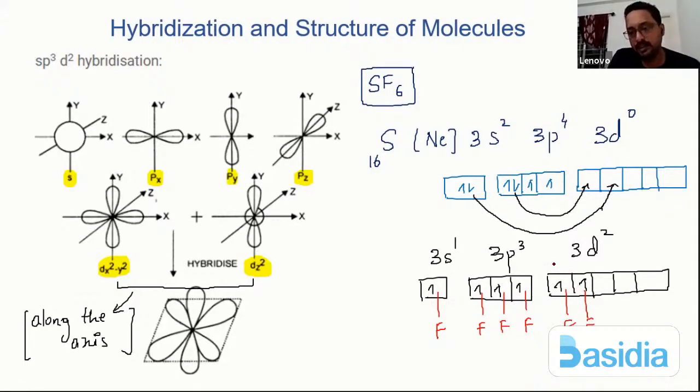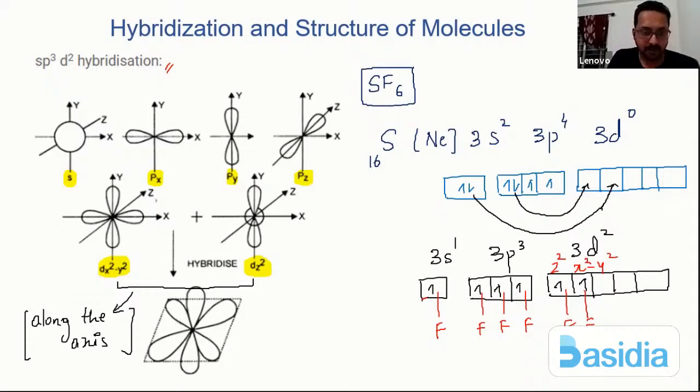And remember that this one is a dz square and this one is an x square minus y square orbital over here. Okay, that is a very important thing to understand. So this is how the hybridization is produced. SP3D2 hybridization: 1 s orbital, 3 p orbitals and 2 d orbitals. So the hybridization is giving us the SP3D2 hybridization.